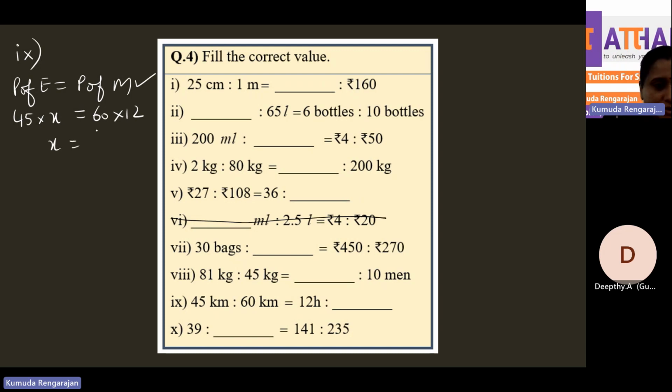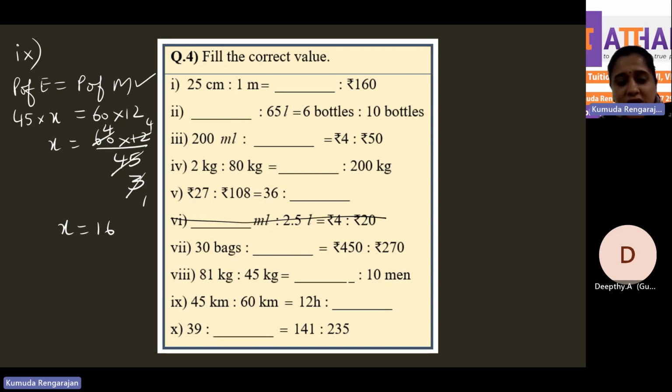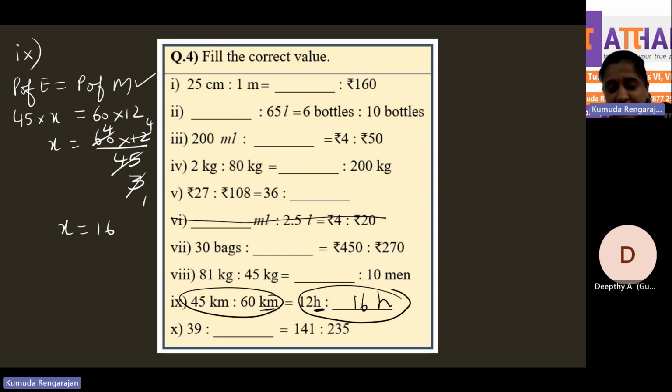After that, x is equal to 60 into 12. Now you have to transpose 45, so that will come for division here. Now simplify. 15 3s are 45, 15 4s are 60, 3 1s are 3, 4s are 4. So x is equal to 16. The answer here is 16 hours. Whatever is the unit in this ratio, the same unit applies, hours. This is one ratio, this is another ratio. In this ratio, whatever is the unit, hours. Don't get confused, it is kilometers in this ratio. So the answer is 16 hours.